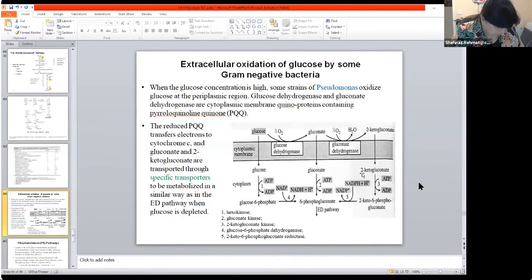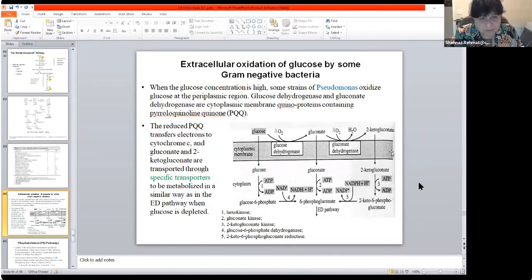Now we talk about some bacteria that are capable of oxidizing the glucose extracellularly also, and then transporting it. Kind of interesting idea. So which are these bacteria? When glucose concentration is high, some strains of Pseudomonas will oxidize the glucose at the periplasmic region.